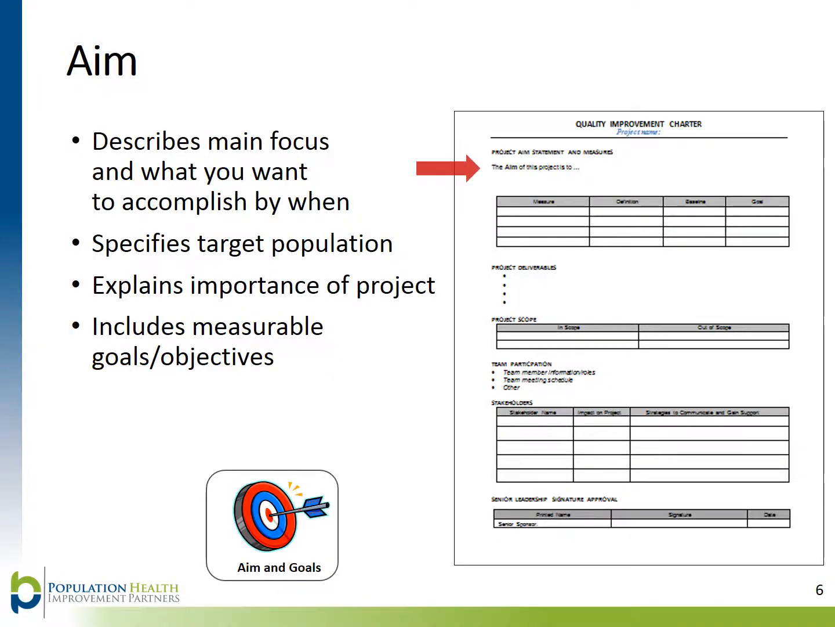The project aim section answers the question, what are we trying to improve, and helps establish a clear vision for the project. It defines the problem to be addressed, the specific target population, and by when the project will be completed. The aim also explains the importance of the project and articulates the overall goals and objectives of the project, including both outcome and process measures.